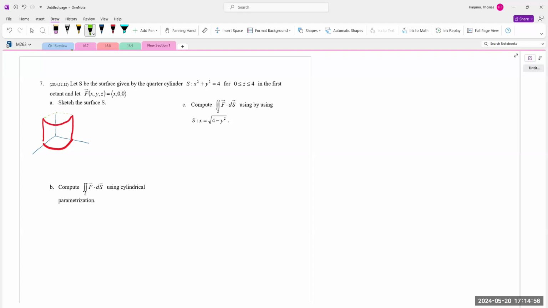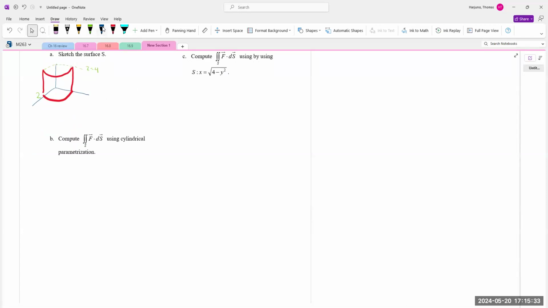Okay, the radius is 2, and then let vector field F be x, 0, 0. So part A, sketch the surface of S. That's the surface of S with radius 2, and this is up to z equals 4. Part B, compute the double integral of F dot dS using cylindrical parameterization. Interesting. Cylindrical parameterization. I wonder what's that again?